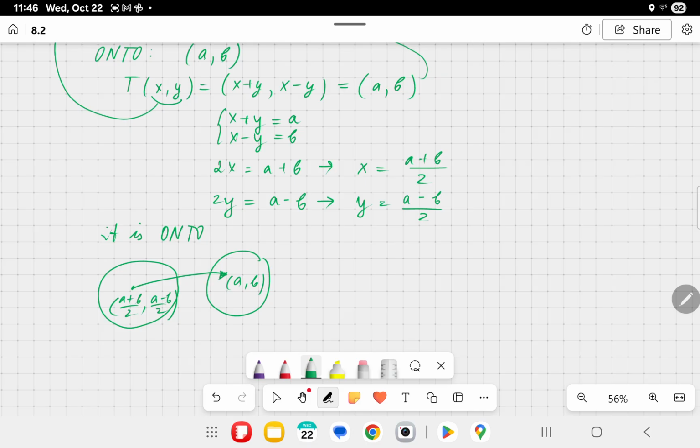Well, that's it. We considered the second problem. So the first transformation was neither onto nor one-to-one. The second transformation is actually both one-to-one and onto. We are going to have a special name for transformations which are one-to-one and onto the same space. We are going to call them isomorphism, but we are going to talk about isomorphism in our next lecture. That's it for today.